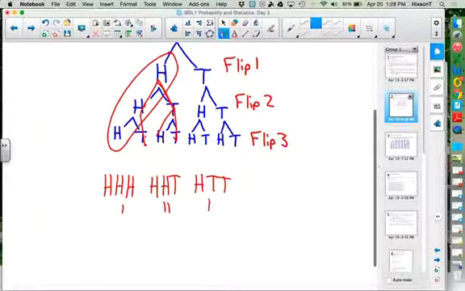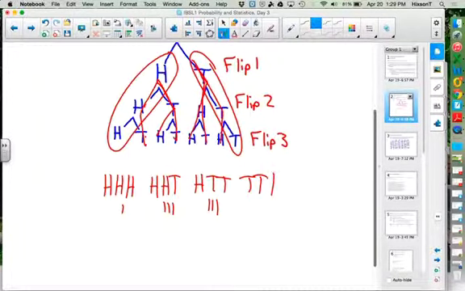Then if we go down this branch, tail, head, head: 1 tail, 2 heads. There's another way of doing that. Or tail, head, tail: 2 tails and a head. There's another way of doing it. Tail, tail, head. We have another way of doing that. Or all 3 tails. All 3 tails, and there's only one way to do that.